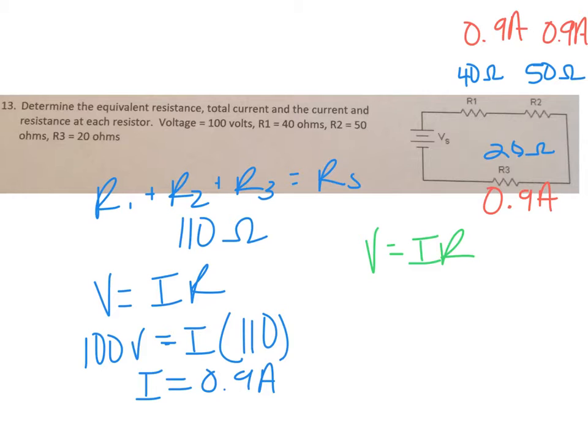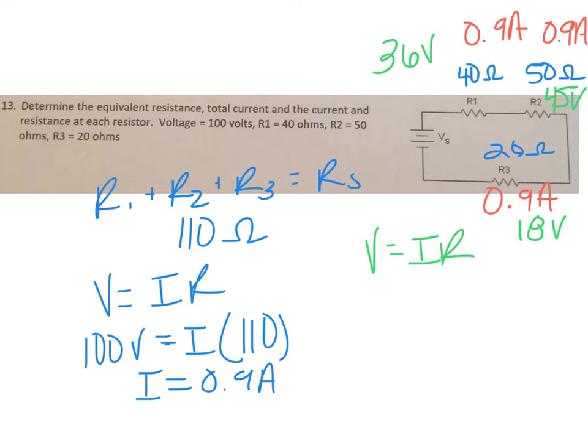So when you multiply those out for resistor 1, you should get 36 volts. Resistor 2, you should get 45 volts. And resistor 3, you should get 18 volts. And again, all we did was multiply that resistance times the current using our Ohm's law formula. And that is everything that I wanted you to find in this question.